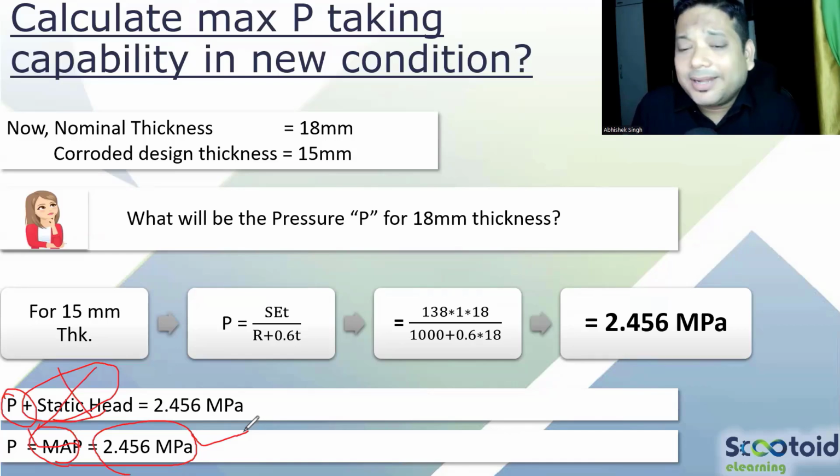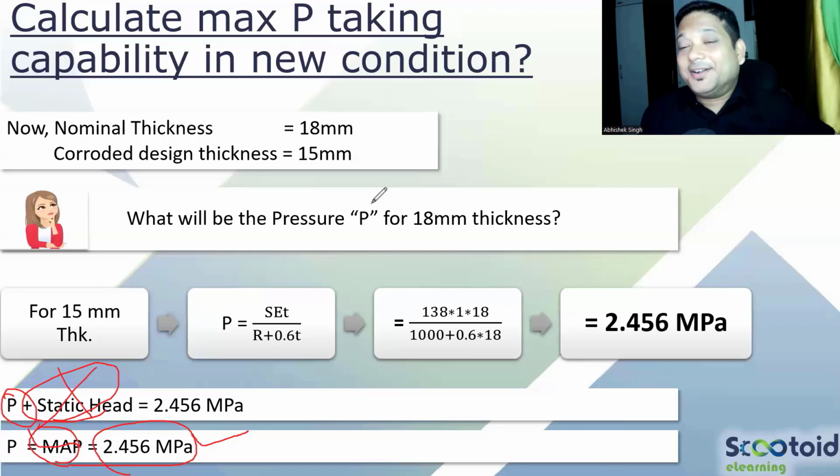And you're not talking about any working condition. So there is no static head coming into the picture, right? There is no working. Static head comes when there is a working, right? There will be design liquid when it is in working. So at that time static head will come into the picture. Here there is no working. You are just interested in pressure. So static head will become 0. So whatever you have calculated, that is the MAP.